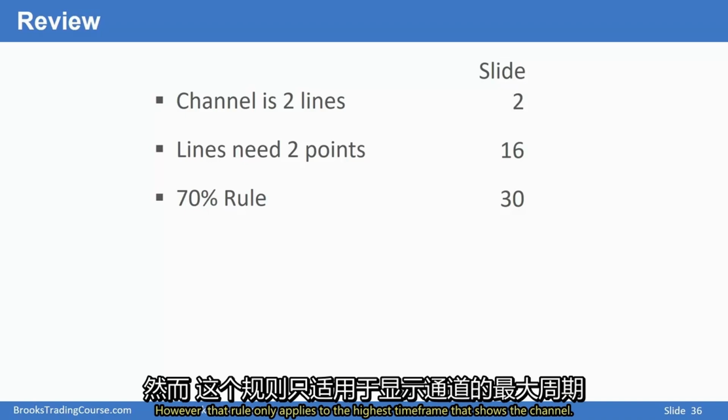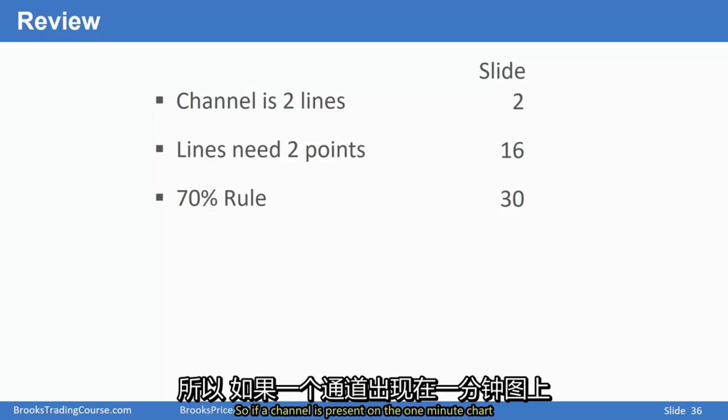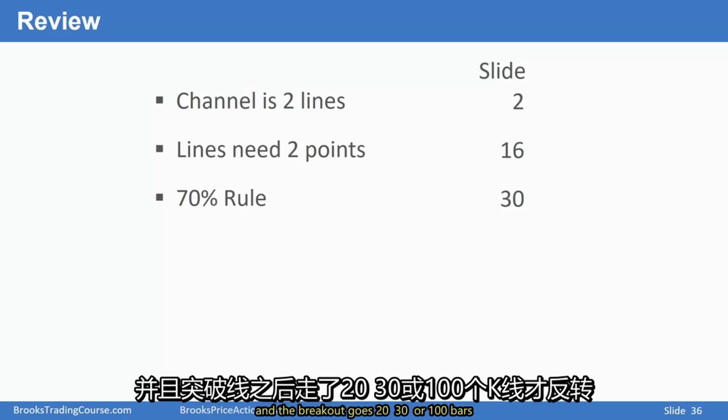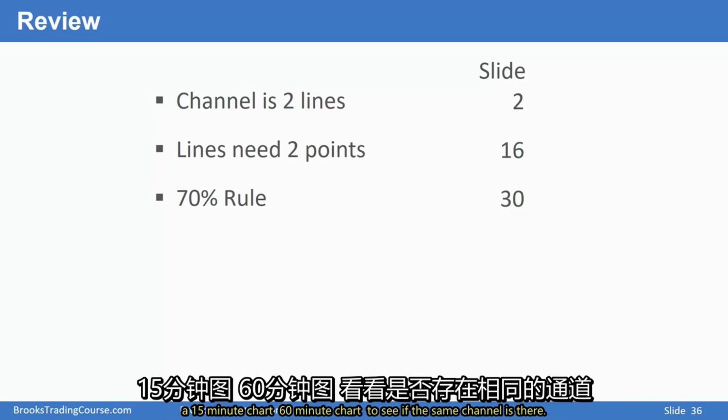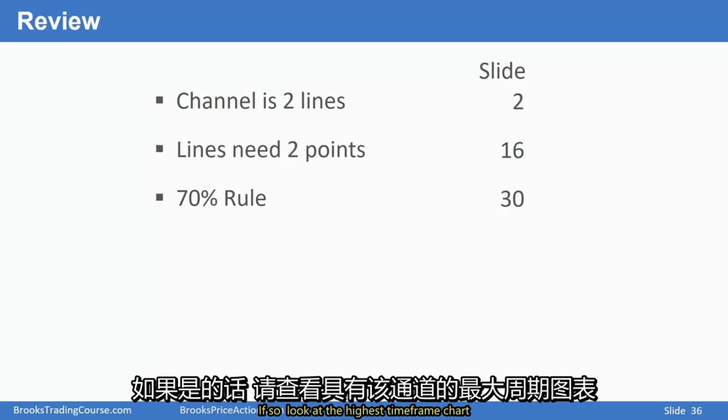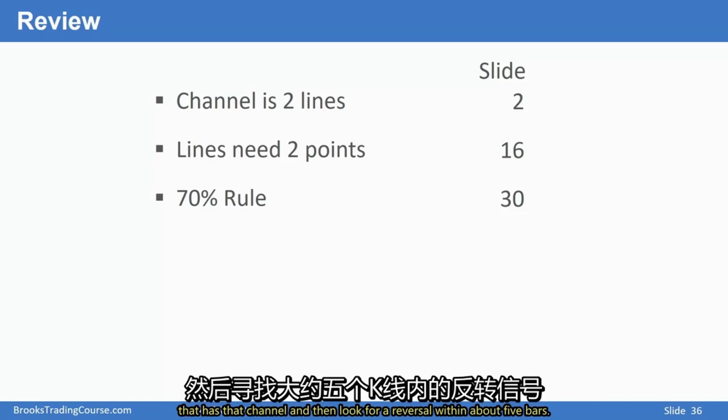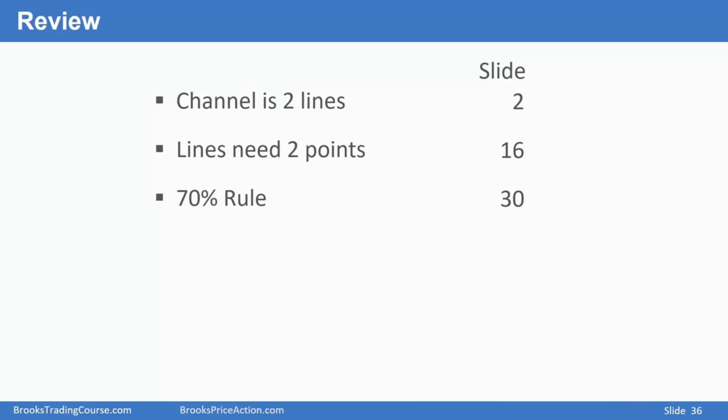However, that rule only applies to the highest time frame that shows the channel. So if a channel is present on the 1-minute chart and the breakout goes 20, 30, or 100 bars beyond the line before reversing, look at a different chart, a 5-minute chart, a 15-minute chart, 60-minute chart, to see if the same channel is there. If so, look at the highest time frame chart that has that channel, and then look for a reversal within about 5 bars.